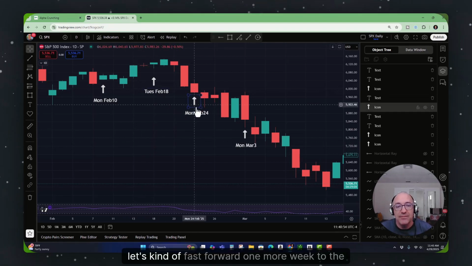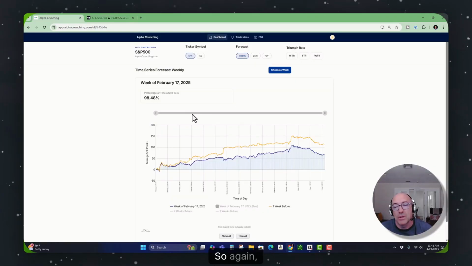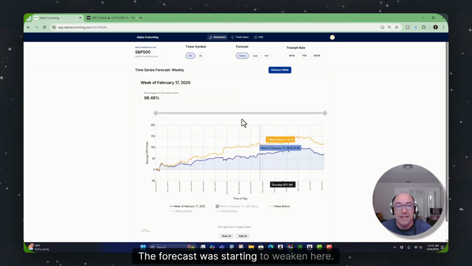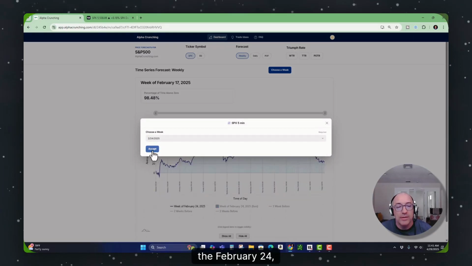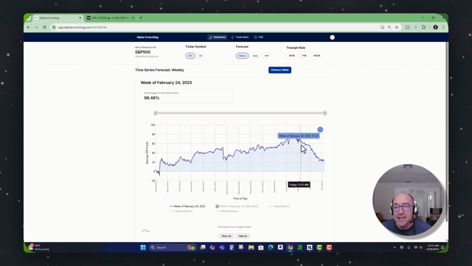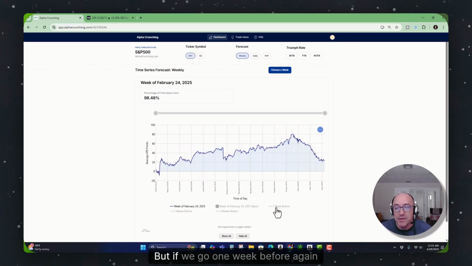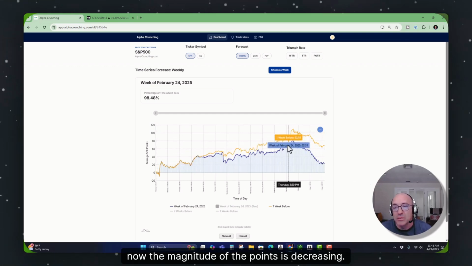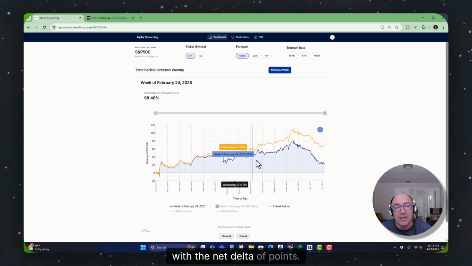Let's fast forward one more week to the week of Monday, February 24th. So again, we sort of rolled over at the end of this week. The forecast was starting to weaken here. If we come into the following week, February 24th, we can see the forecast still has this bullish lean. I do notice that this end of week is starting to get weaker. But if we go one week before, again, now the magnitude of the points is decreasing. So we're seeing a decrease in that uptrend with the net delta of points.